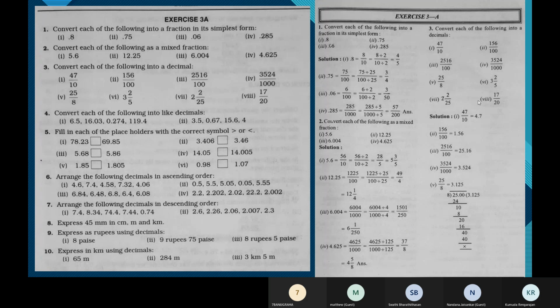Okay. In the third one, when the denominator is 10, 100 or 1000, it's easy to put them in the decimal form just by shifting the decimal point. So in question number 3, when the denominator is 10, 100, 1000, you just have to move the decimal point. So in the number 47, when you just take 47, the decimal point is after 7. You just have to shift it. So please check.